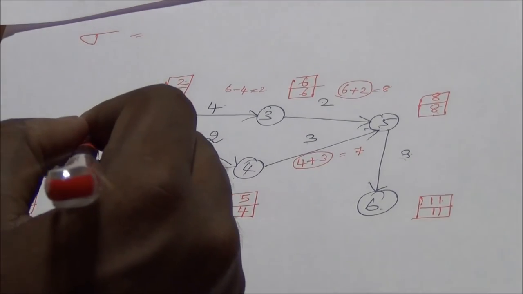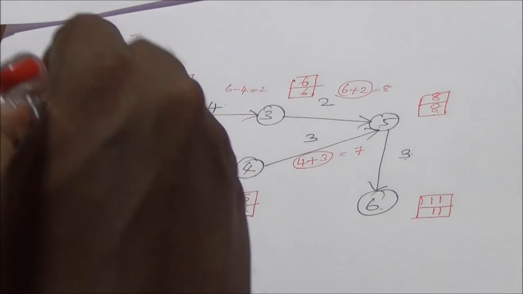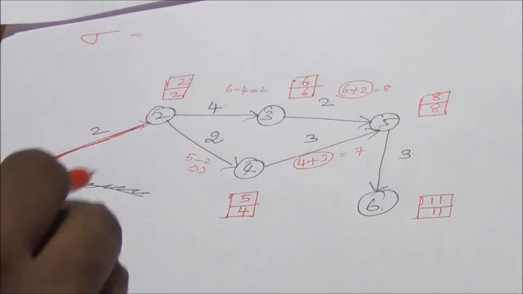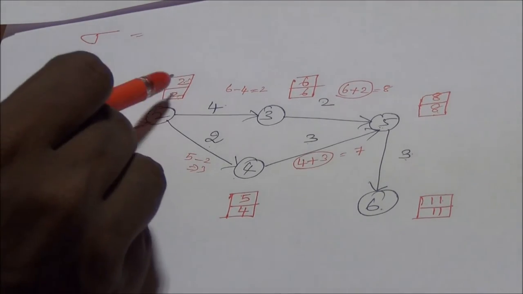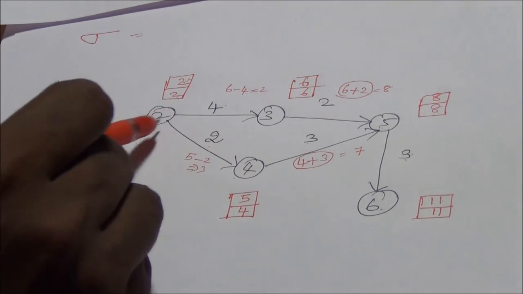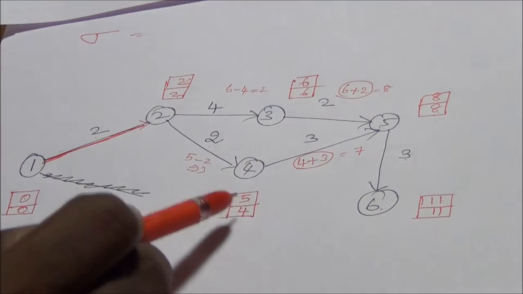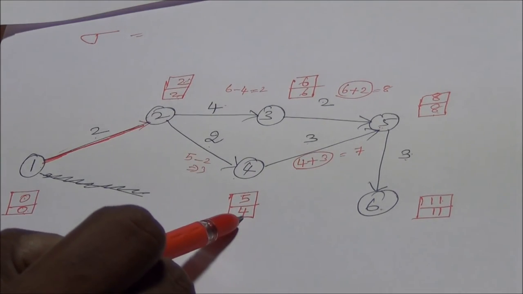Now you have to estimate the critical path. To calculate the critical path, start from 1 and mark 2, because we have the same 2 and 2 here. From 2 we have two possibilities, 3 and 4. For 3 we have 6 and 6, and for 4 we have 5 and 4.